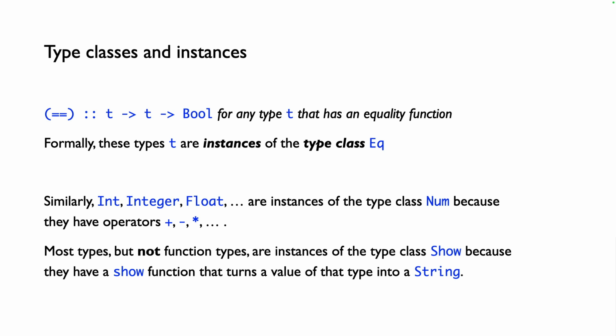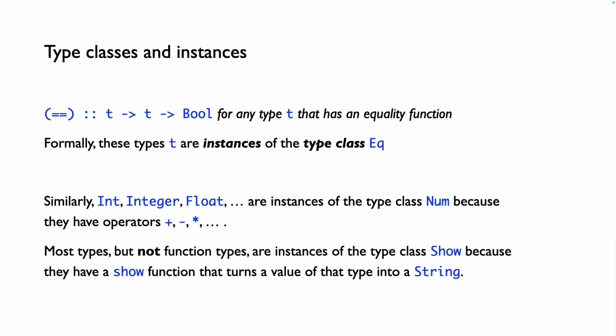And finally, most types, but emphatically not function types, are instances of a type class Show because they have a show function that turns a value of that type into a string. So they're printable when we evaluate a value of that type so that we can see a result inside GHCi. So the terminology, I was saying informally, a type that has an equality function. We say formally that type T is an instance of the type class Eq. Similarly, we say Int and Integer and Float are instances of a type class Num.